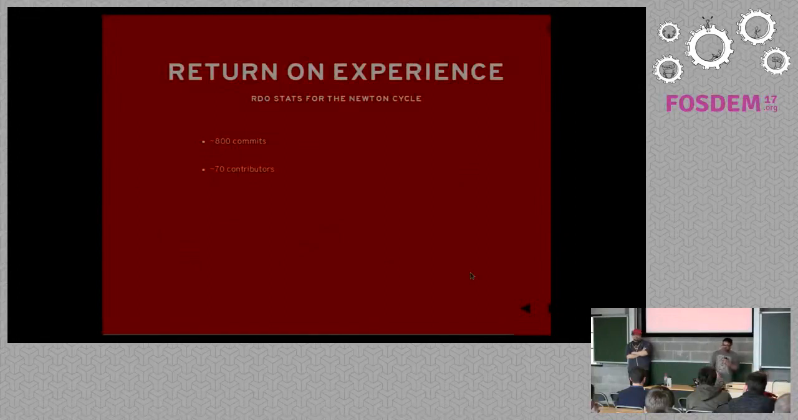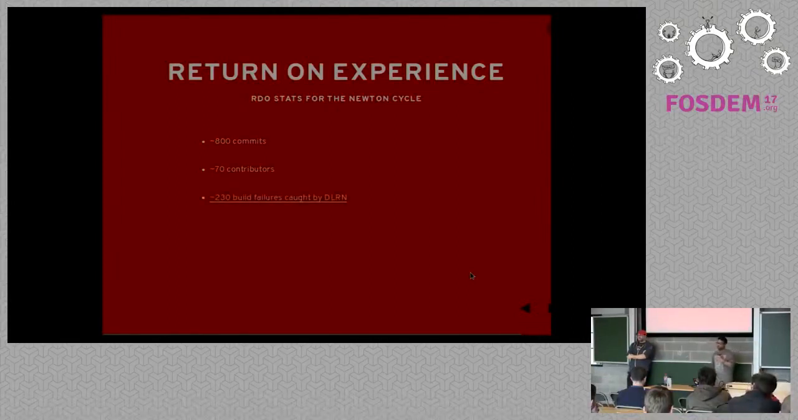Okay, so return on experience. So for RDO, we're in the Ocata cycle, Ocata being the next OpenStack release, which will happen around February 20th. So we have numbers for the previous cycle, which is Newton. We had about 800 commits from 70 contributors. So my team at Red Hat is about 7 people, and not all of them are doing packaging. So that shows that we have multiple people outside the RDO team helping on the packaging. So mostly people outside Red Hat and few Red Hatters.